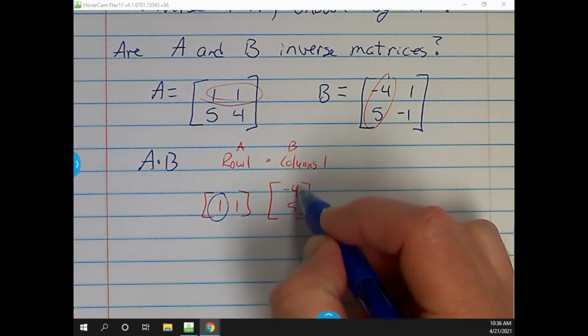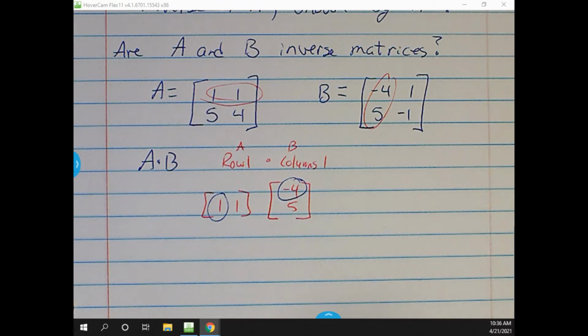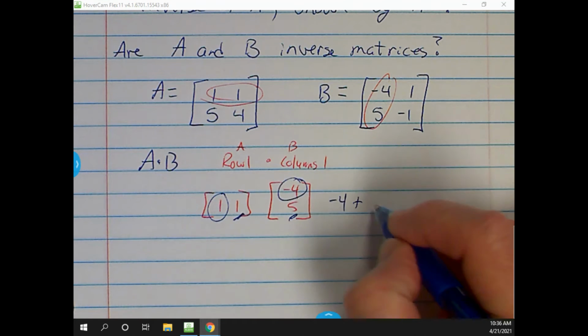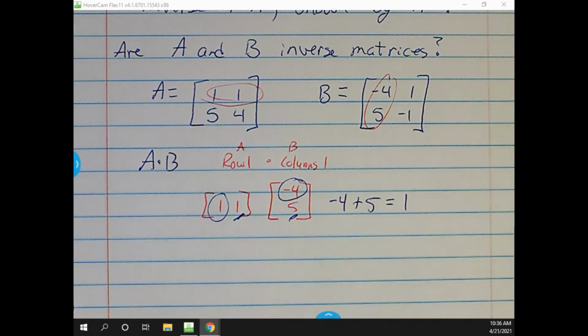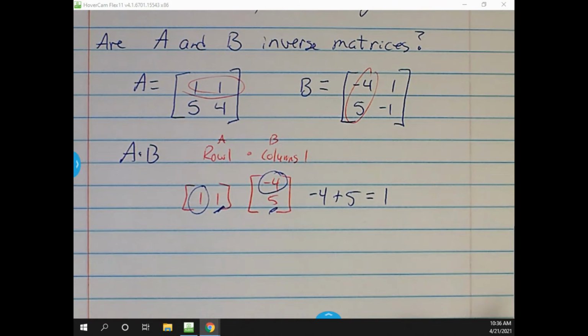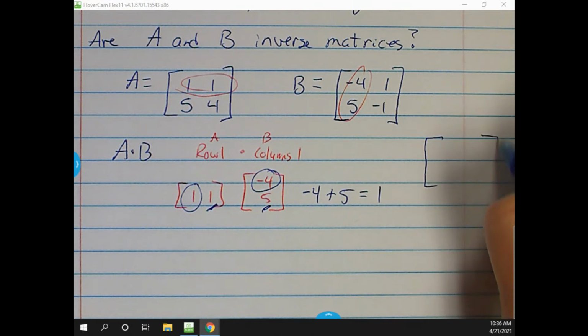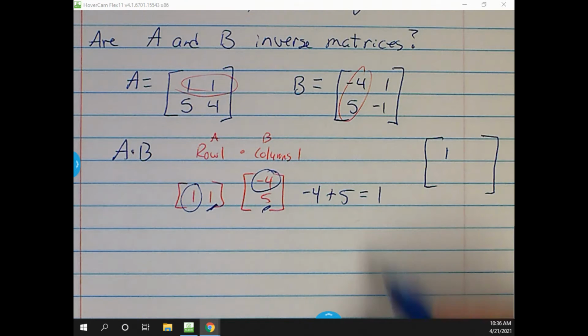It's 1 times negative 4, which is negative 4. Then we add that to the next two numbers multiplied together, 1 times 5, which would be 5. So that would be 1. All right, so we keep up with this and see if it's going to work out. There's the one that we've got right here, so we'll put that one in here.